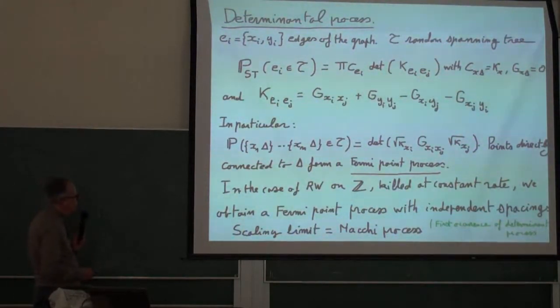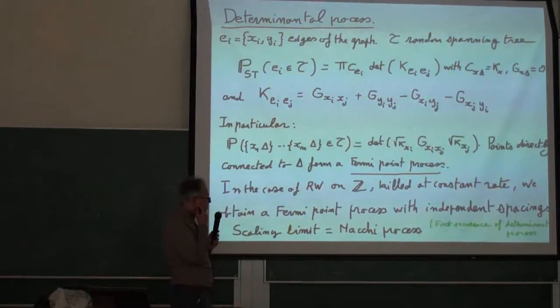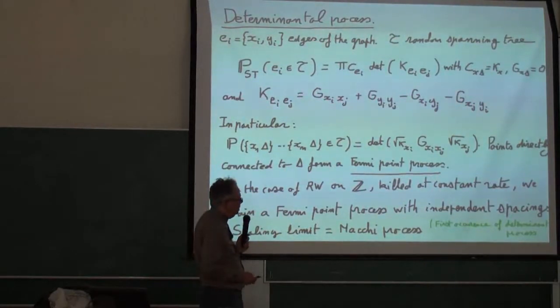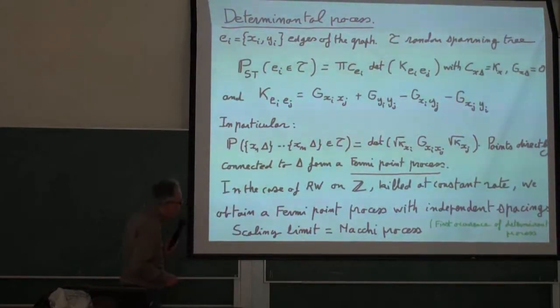And in the case of the random walk on Z, which is killed at constant rate, you get a Fermi point process with independent spacings. So you find again this type of independent increments you had in the previous example. It's always simpler on Z.